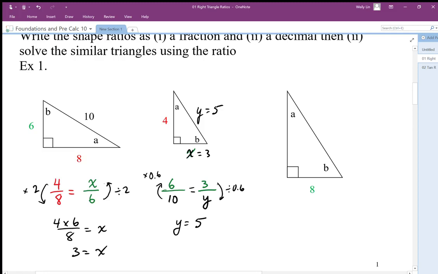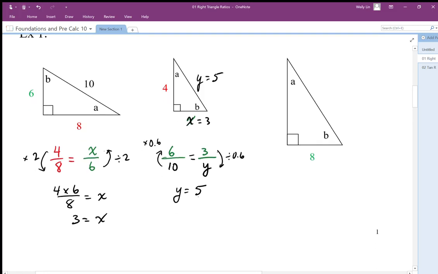And again, if you want, you could also solve this by cross multiplying. I get 6Y equals 3 times 10, so Y is going to be 30 divided by 6. And again, we get the same value that way.